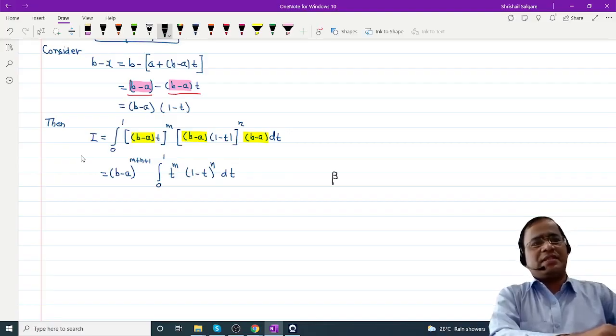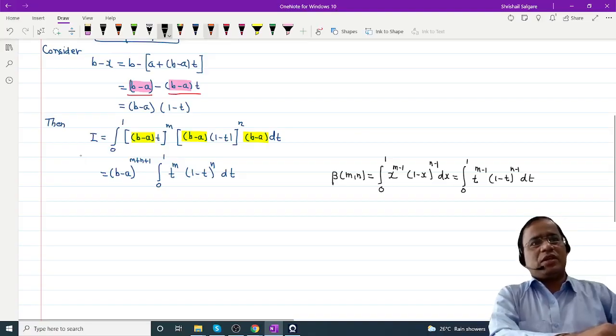For your understanding, once again I will write beta of m, n. Can anyone narrate the definition of beta? The integral from 0 to 1 of x raised to m minus 1 into 1 minus x raised to n minus 1 dx. And one more thing: definite integrals are independent of the parameter. That same integral I will write as t raised to m minus 1 into 1 minus t raised to n minus 1 dt. To convert this to beta form you have to make an adjustment, so here I will write plus 1 minus 1, plus 1 minus 1.